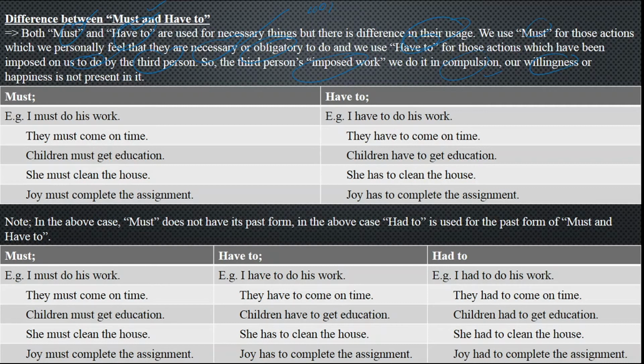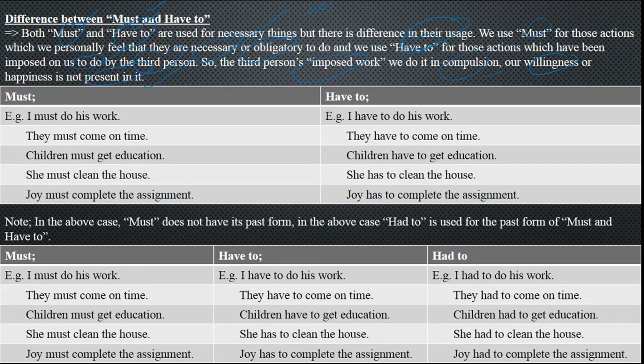Our willingness or happiness is not present in it. We are not in our control in "have to". "Must" is what we are going to do by ourselves, and that is obligatory to us. But with "have to", whether you like it or not, you have to do it.